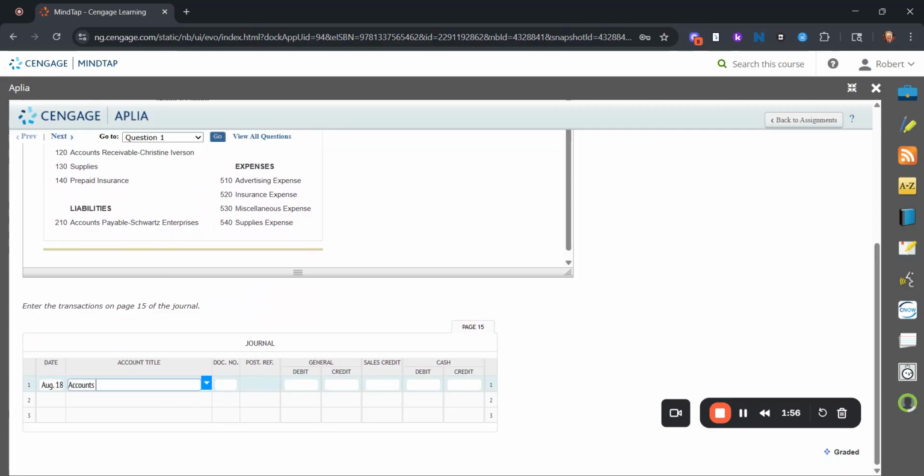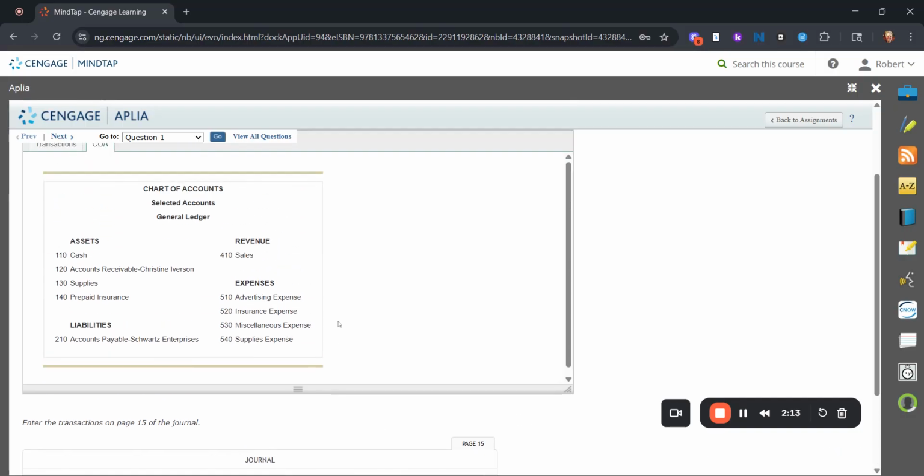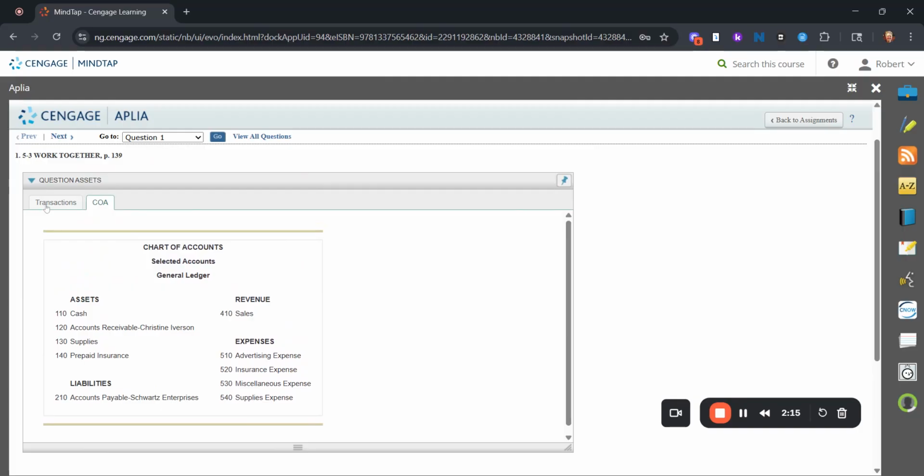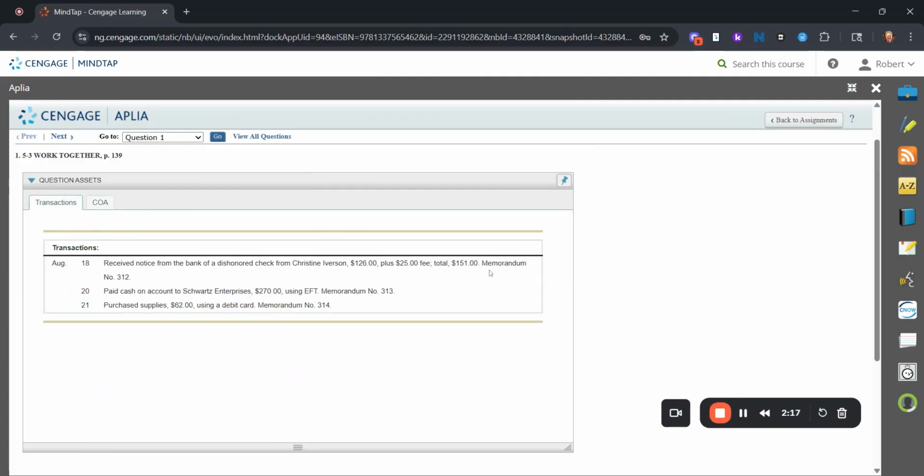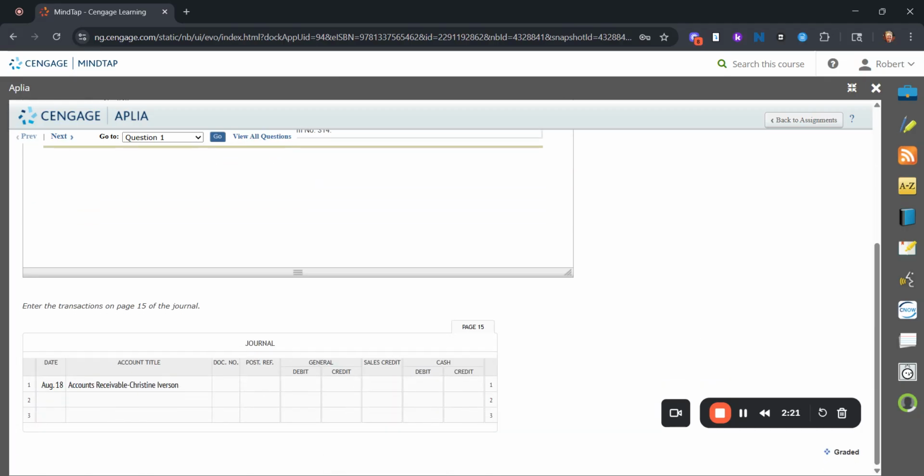So accounts receivable, Christine Iverson. Let's go back over the transactions. So that's memo 312. So that's our doc number, M312.